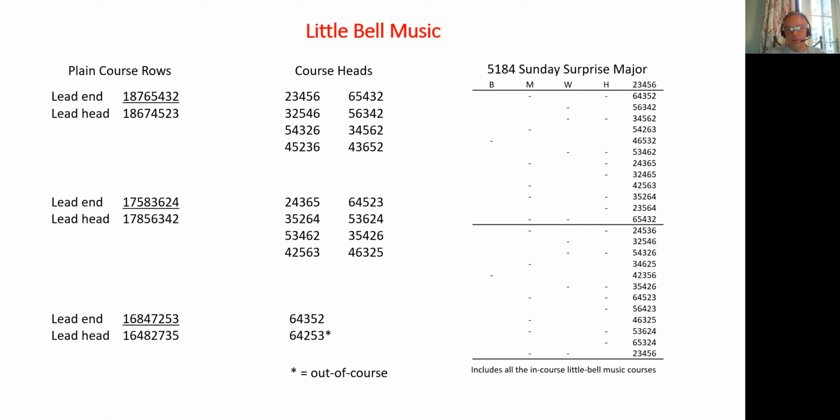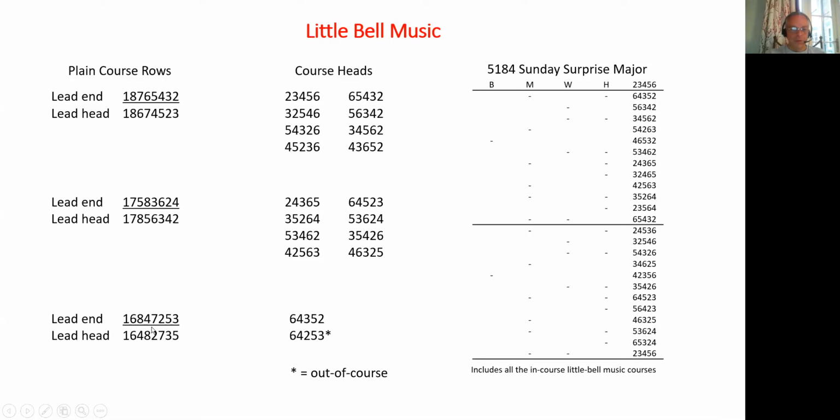However, do notice that if your method has B falseness, like we said Yorkshire did, then you can't have both. So in here we've got 2, 3, 4, 5, 6 and 2, 4, 3, 6, 5. So we won't be able to ring both of those and get little bell music from both of them.